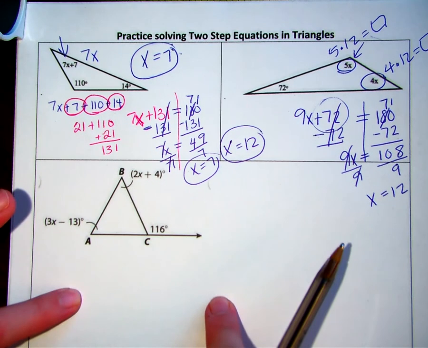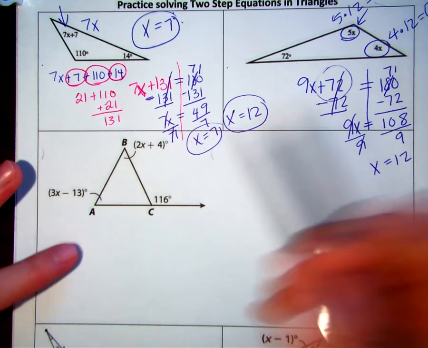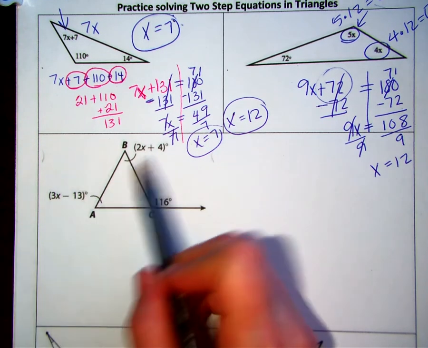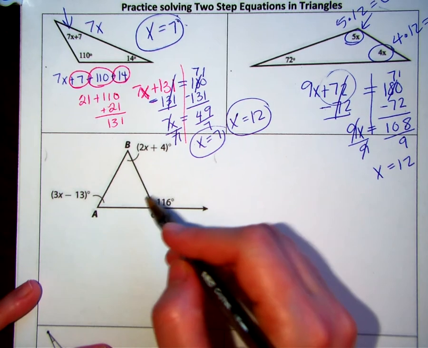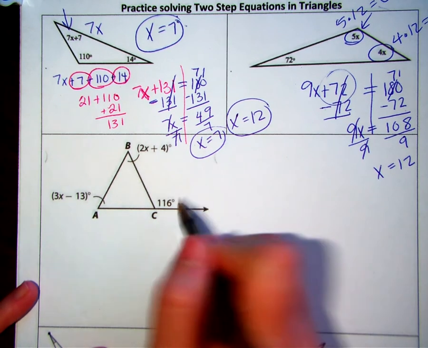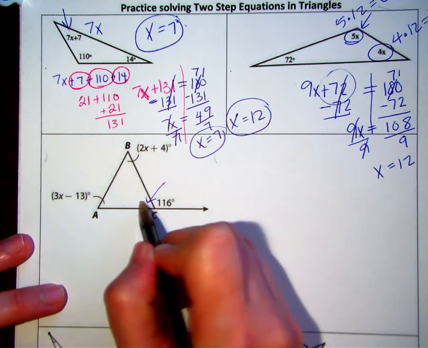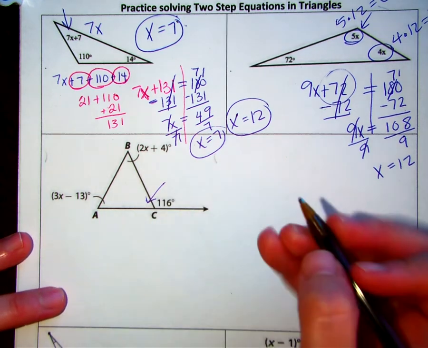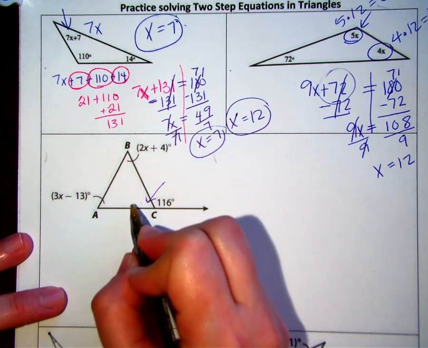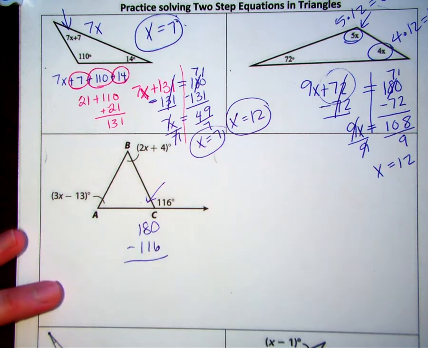Okay, now this one is one of the ones that I know was more challenging on your practice. So this is an extra step involved. So not only do you have these expressions in the angles, you also have a set of supplementary angles. So the first thing that you have to do is find this angle first. So in order to do this, well, these two angles equal 180. So something plus 116 equals 180. So the only way to get that is to do your 180 minus 116.